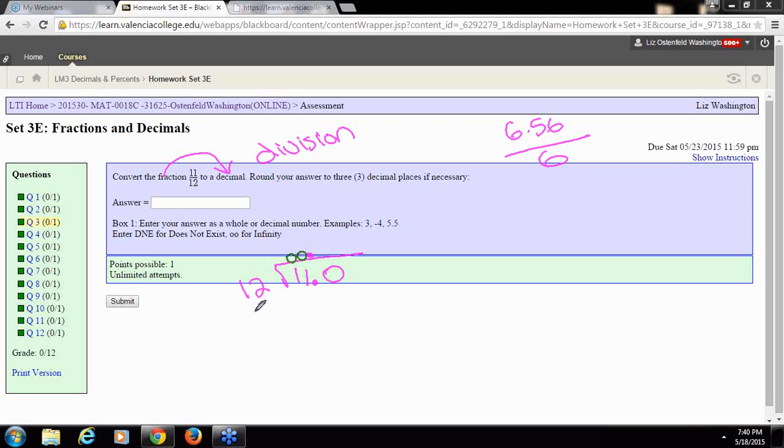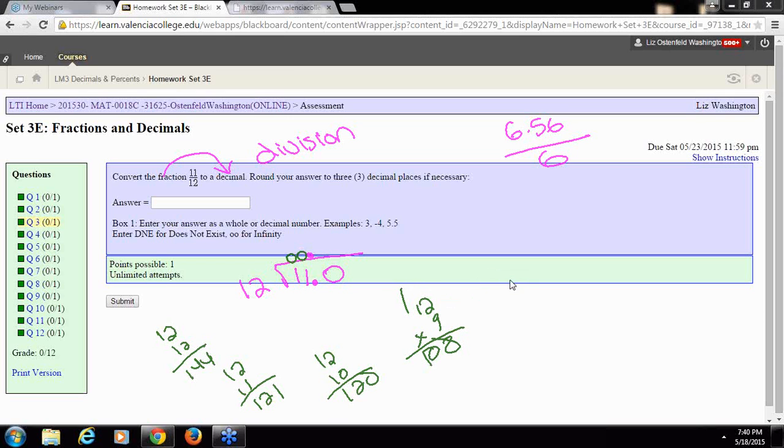I know 12 times 12 is 144. 12 times 11 is 121. 12 times 10 is 120. What do you guys think it's going to be? What's 12 times 9? 108. So I'm going to say 12 goes into 110 9 times, gives me a 108, and a remainder of 2. So I would bring down another 0 because, again, it says round your answer to 3 decimal places if necessary. So that tells me it's probably going to be long. It's going to get sloppy.